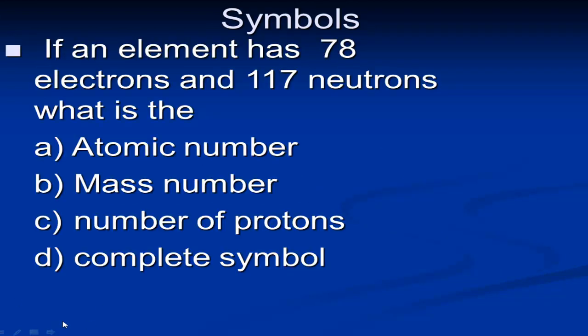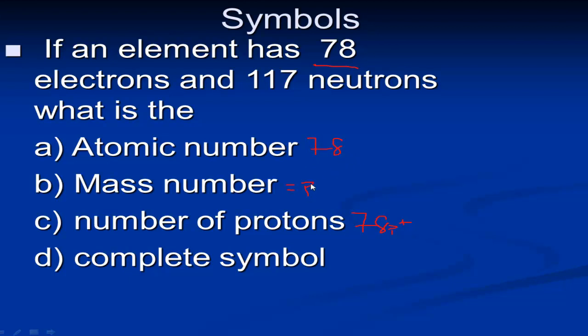Okay, one more. 78 electrons and 117 neutrons. Looking for the atomic number, the mass number, number of protons, and the complete symbol. Okay, so again, pause this, try it out. Okay, we've got 78 electrons on this one. So 78 electrons means we also have 78 protons. 78 protons also gives us our atomic number.